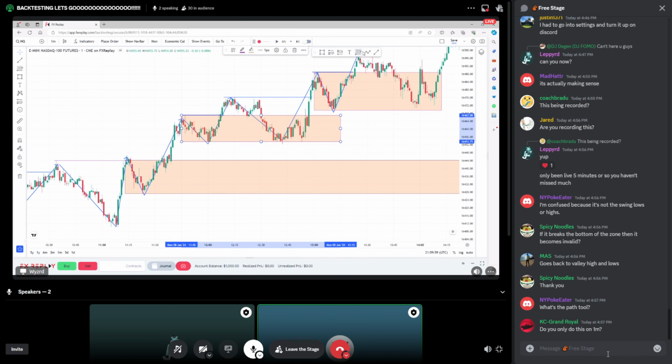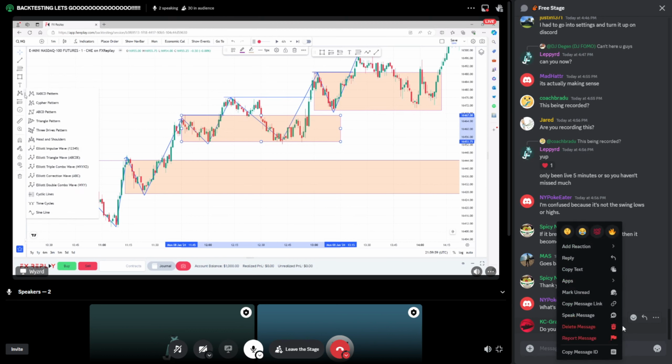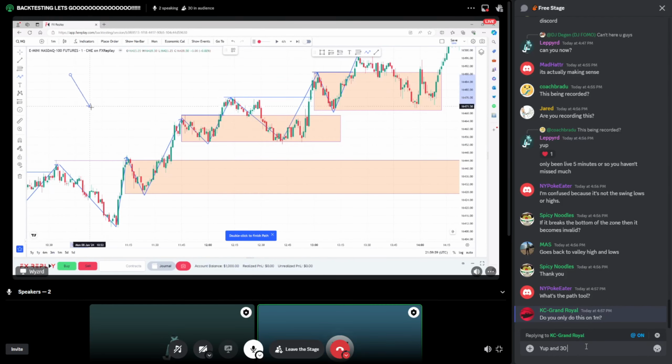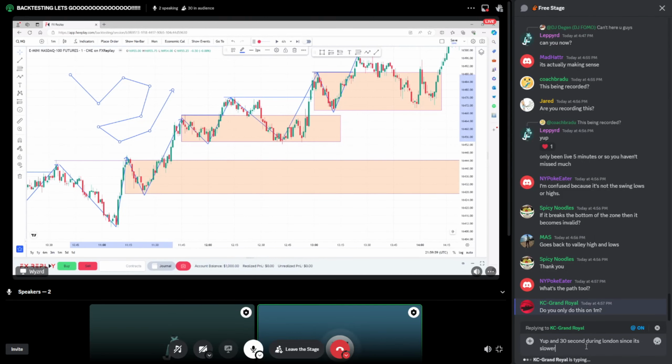If you go into your TradingView, it's under shapes, and it's right here. It just makes it so you don't have to draw like 5,000 trend lines. You can just go like that. It just makes it easier.